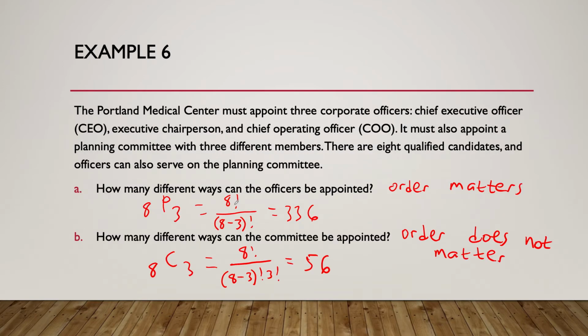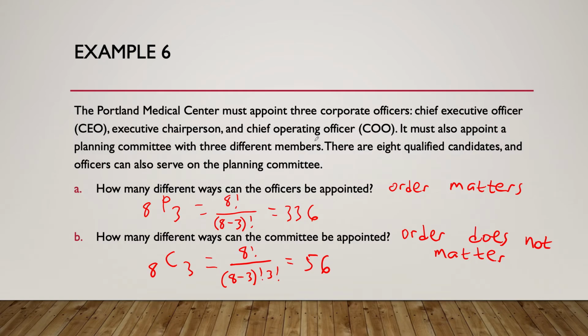But for example number 6 here, let's say the Portland Medical Center must appoint 3 corporate officers: Chief Executive Officer, the CEO, Executive Chairperson, and Chief Operating Officer, COO. And must also appoint a planning committee with 3 different members. There are 8 qualified candidates, and officers can also serve on the planning committee. How many different ways can the officers be appointed?